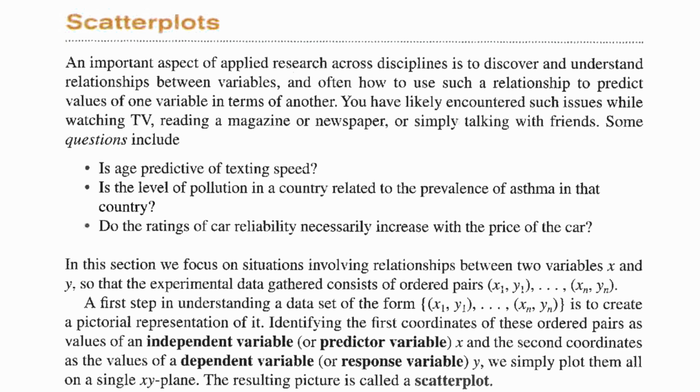So if we have a lot of data in a real world example, such as if we're talking about is age predictive of texting speed, is the level of pollution in a country related to the prevalence of asthma. Now, you wouldn't just ask one or two people or look at one or two pieces of data to get the answer to that. You would look at hundreds or maybe even thousands. And if you did that, nothing would fall into a perfect straight line or even a quadratic equation. Information would be all over the place, but potentially would be related, and we might be able to kind of assume some things about it using different equations.